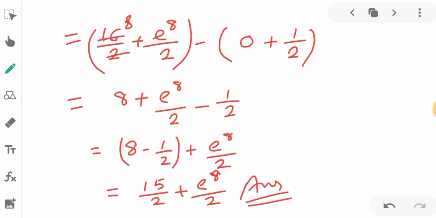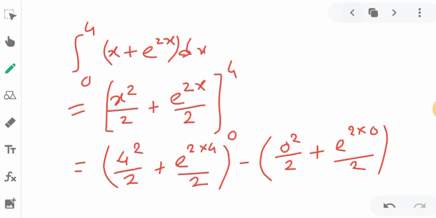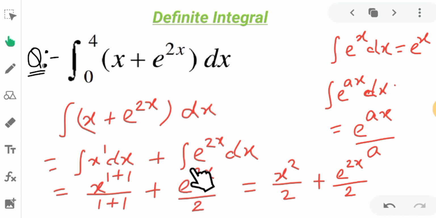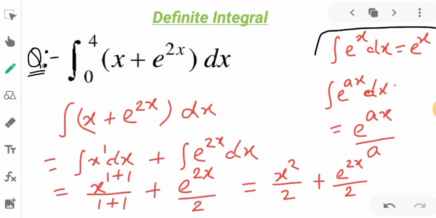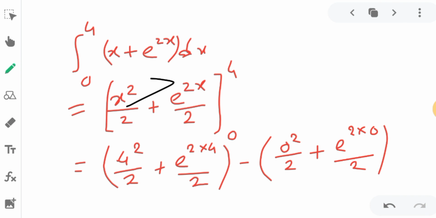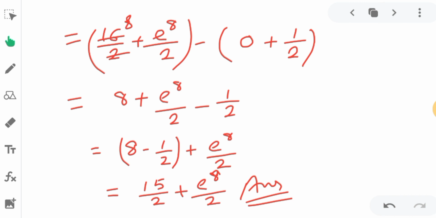So like this we can solve a definite integration. First I will find the integration result. Whatever the integration result comes, in the next step I will put the upper limit minus lower limit. This is the integration result. Then I will put the upper limit as 4 minus the lower limit as 0. Upper limit minus lower limit. Then I simplified, so I got this final result.